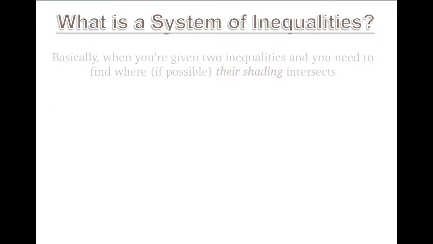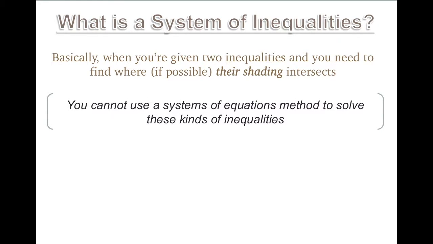What is a system of inequalities? Basically, when you're given two inequalities and you need to find where, if possible, their shading intersects. So you should know by now how to shade above or under a line. In this case, you're given more than one line and their shading might intersect somewhere.